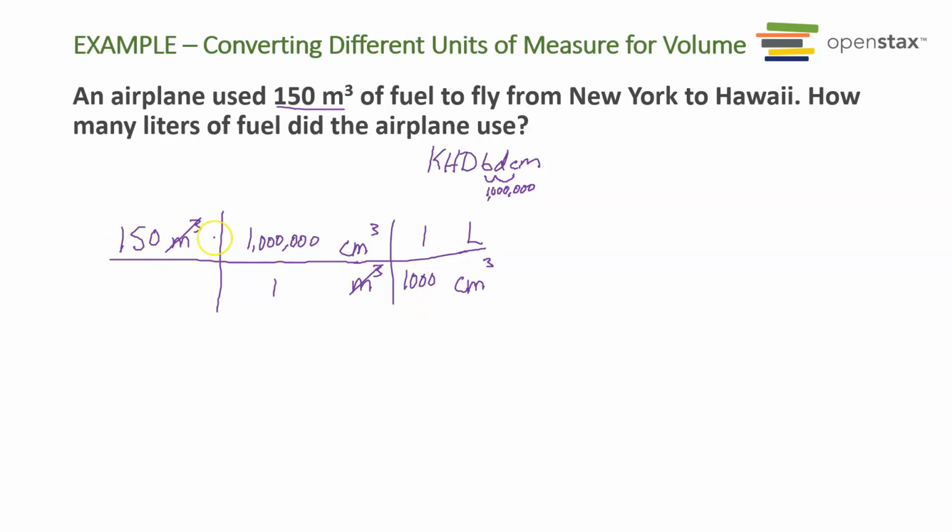And so if I multiply it straight across on the top, I'll go ahead and do that. So centimeters cancels here. So we're going to have 150 times a million. So that's 150 million. And then on the bottom we'll have 1,000. And then we're left with liters. So what that gives us is, again, that's just canceling 3 zeros. So we're talking about 150,000 liters of fuel that was used to go from New York to Hawaii.